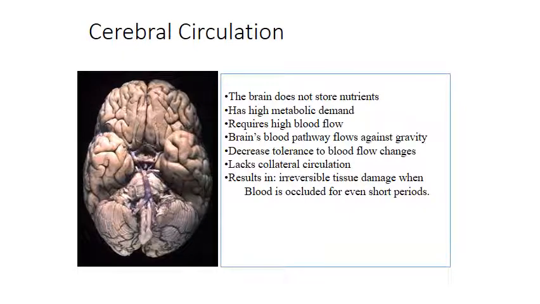Cerebral circulation, and we talked a little bit about the circle of Willis already, okay? One important thing about the brain is it doesn't store nutrients. It doesn't store glucose. It doesn't store any nutrients. It has a very high metabolic demand. It requires high blood flow, and the brain's blood pathways flow against gravity, which makes sense, right? Gravity's down, your brain is up, so everything flows against gravity.